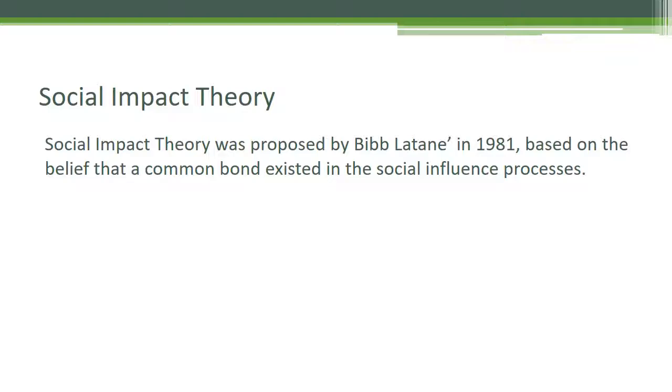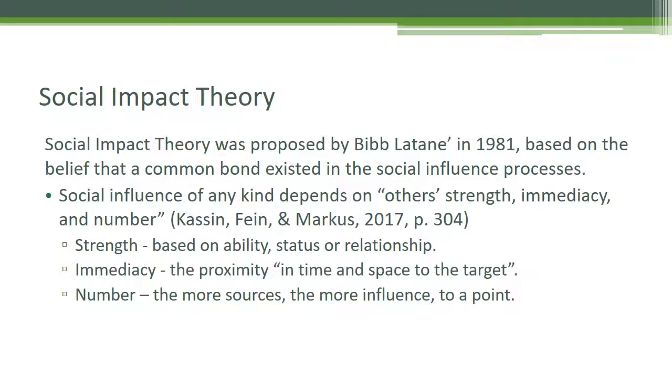Social impact theory was proposed by Bibb Latané in 1981 based on the belief that a common bond existed in the social influence processes. Social influence of any kind, according to Kaysen, Fine, and Marcus, depends on others' strength, immediacy, and number. Strength of a source is based on ability, status, or relationship. For example, making the targets feel obligated to reciprocate even a small favor. Wearing uniforms and showing authority would be a sign of strength.